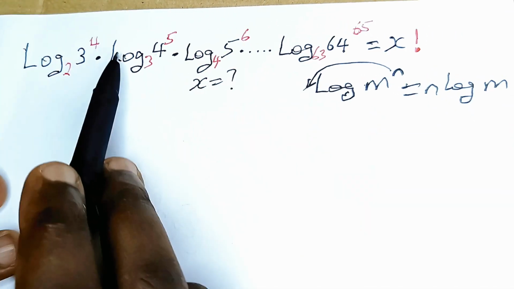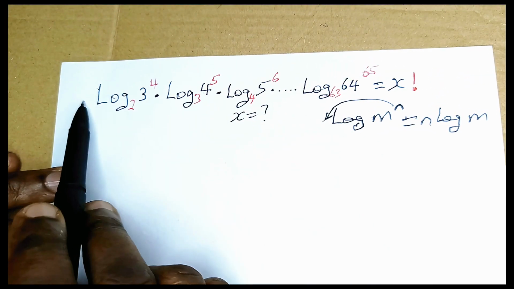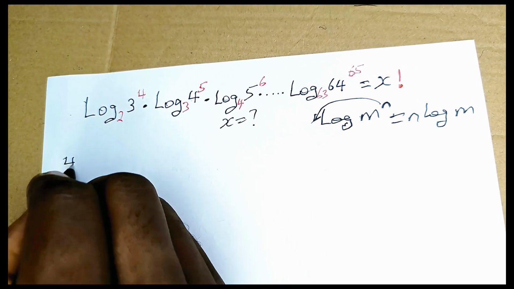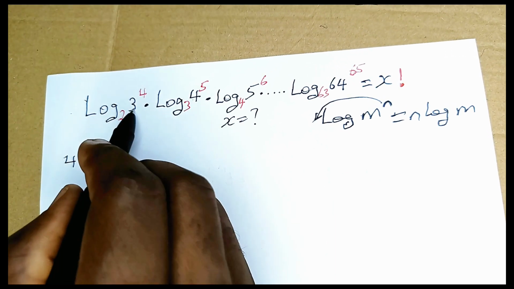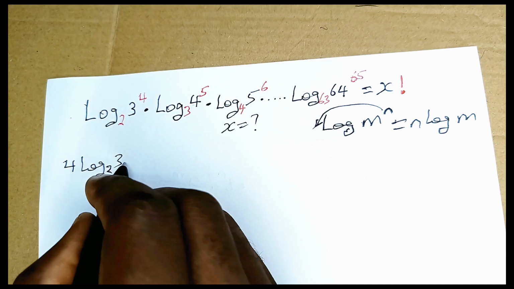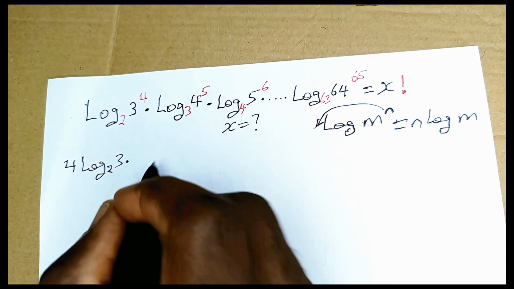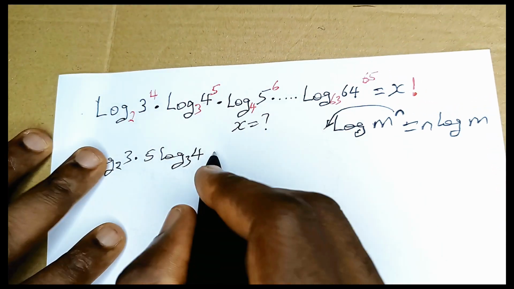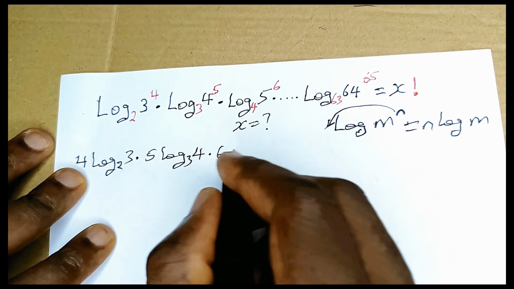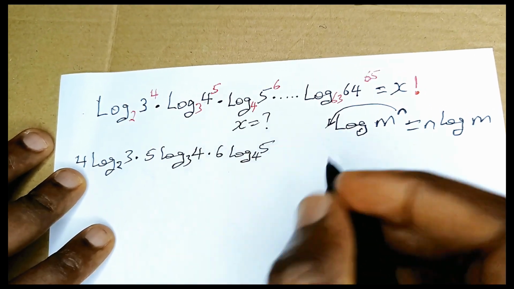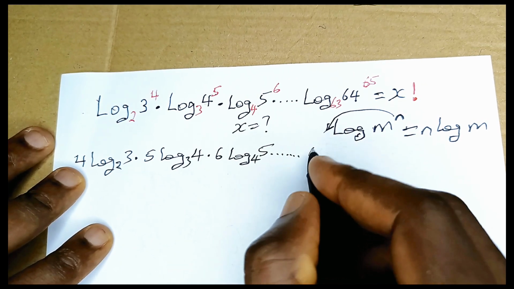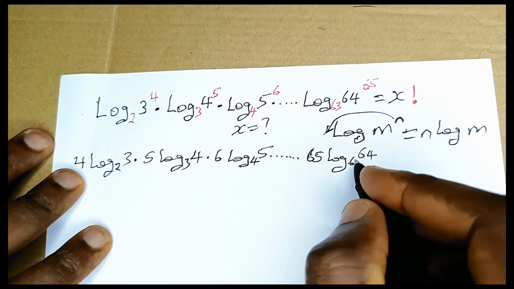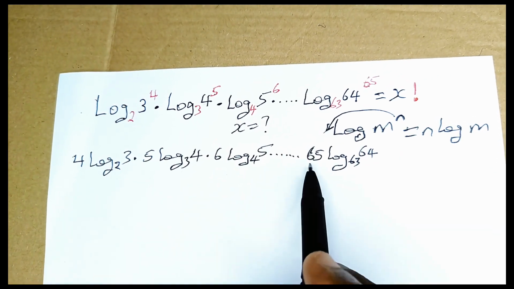So let's apply that first. Let's take care of all these powers, so they will be coming to the front here. So what do we now have? This means we have 4 log 3 to base 2 multiplied by 5 log 4 to base 3 multiplied by 6 log 5 to base 4. It multiplies like that until you get to 65 log 64 to base 63. So that is sorted out.